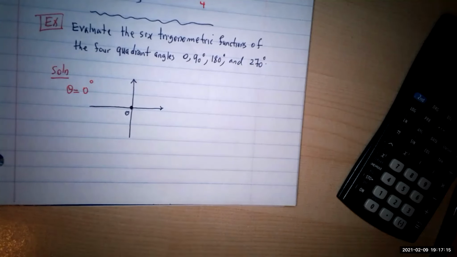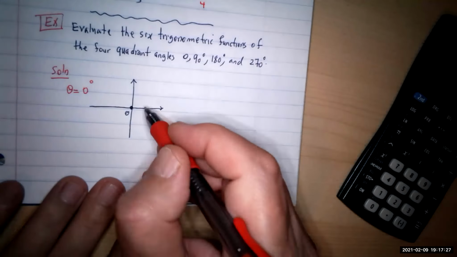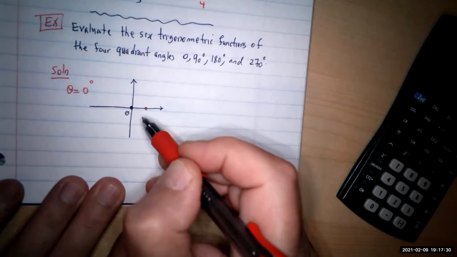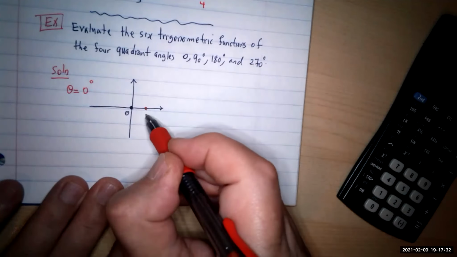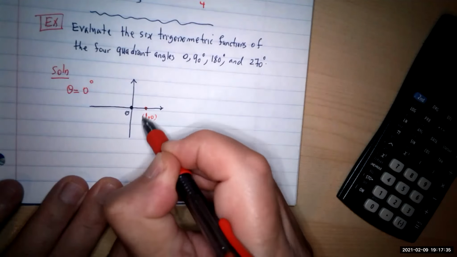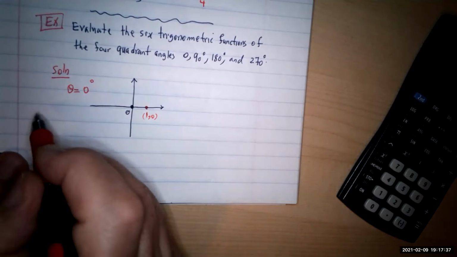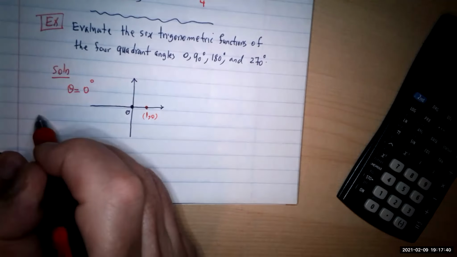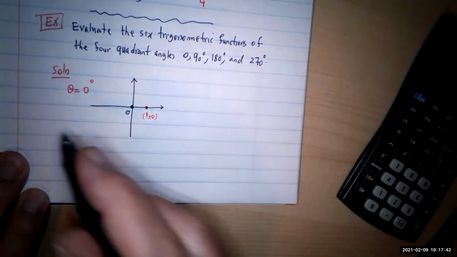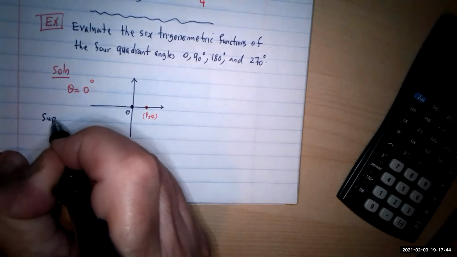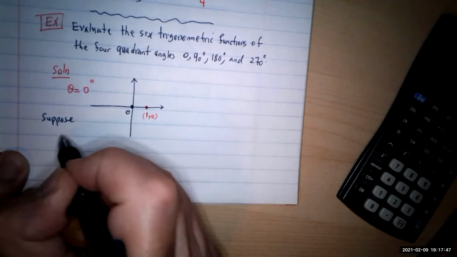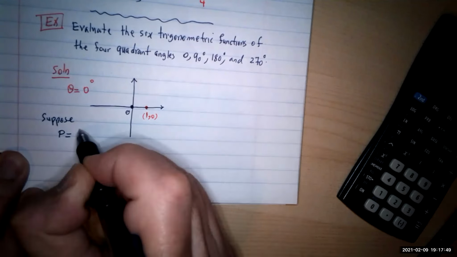The easiest one is 1, 0. It doesn't matter, you can pick anything you like, but 1 is easier to get these numbers. So I pick the point to be 1 and 0. So what we did is we assume that the point P is going to be 1 and 0.